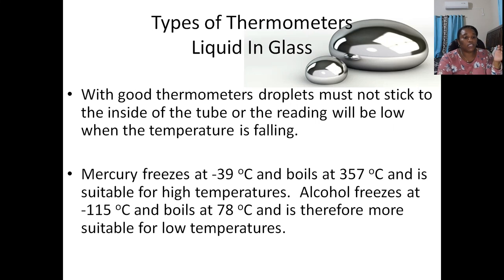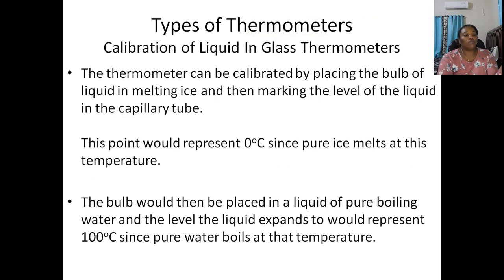With good thermometers, droplets must not stick to the inside of the tube, or the reading will be low when the temperature is falling. Mercury freezes at negative 39 degrees Celsius and boils at 357 degrees Celsius and is suitable for high temperatures. Alcohol freezes at negative 115 degrees Celsius and boils at 78 degrees Celsius and is therefore more suitable for low temperatures.